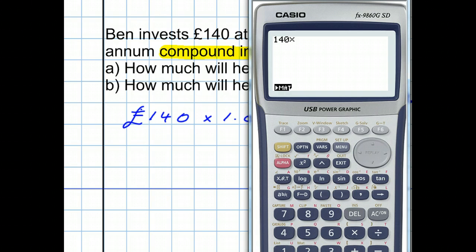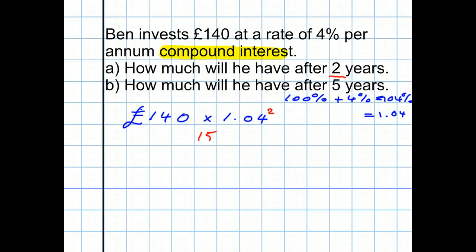140 times 1.04 to the power 2. And there we have the sum. It's £151.424. So that's part A answered. Well, actually, what would happen with this bit here? You don't get 0.4 of a penny. So the bank would probably round that down to £151.42.